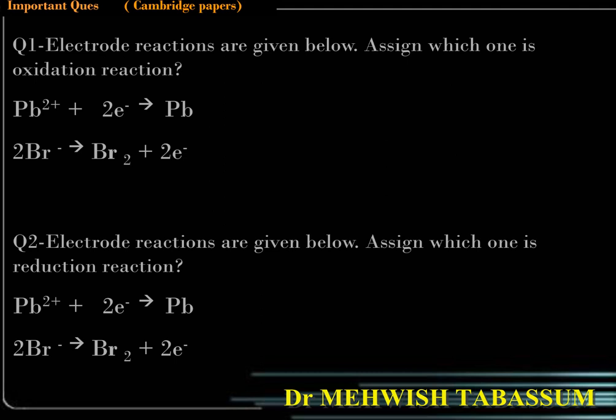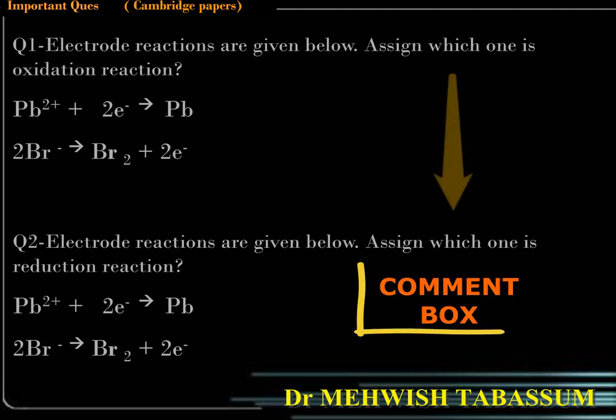Question number 2 is: electrode reactions are given below. Assign which one is the reduction reaction. As reduction is gain of electrons, and gain of electrons is done by cations. So answer question number 1 and question number 2 in the comment box.